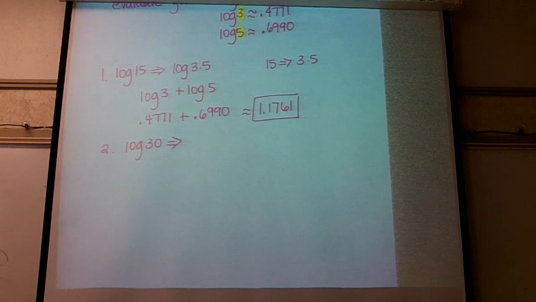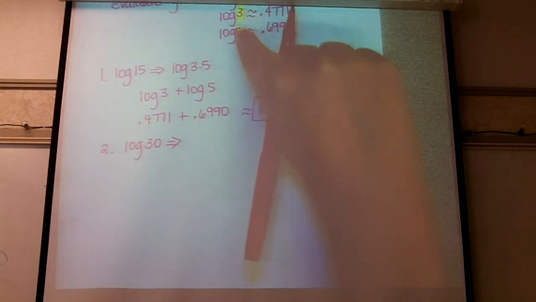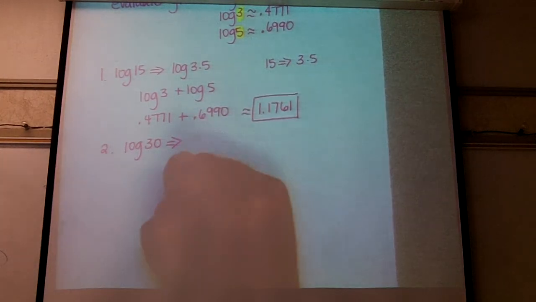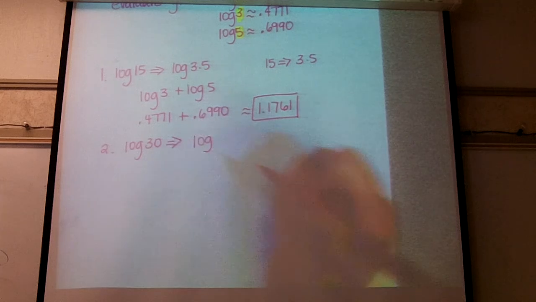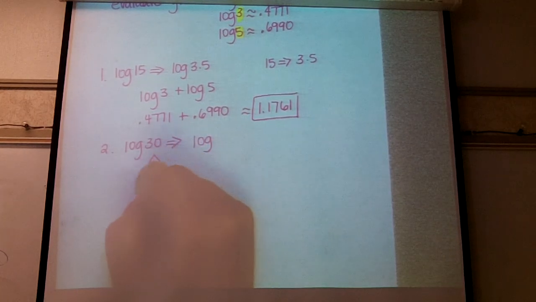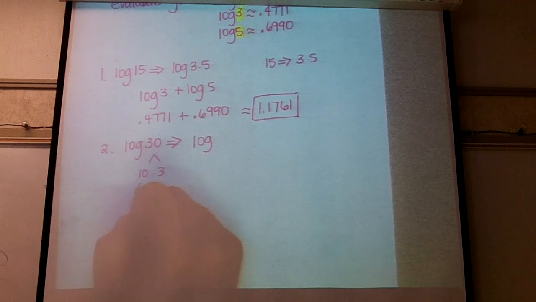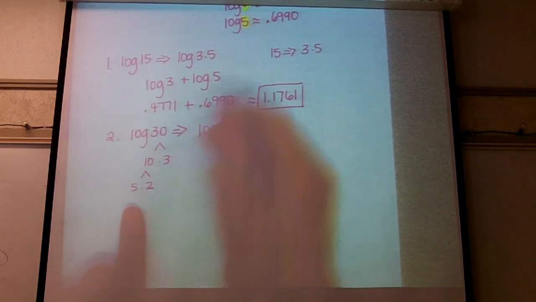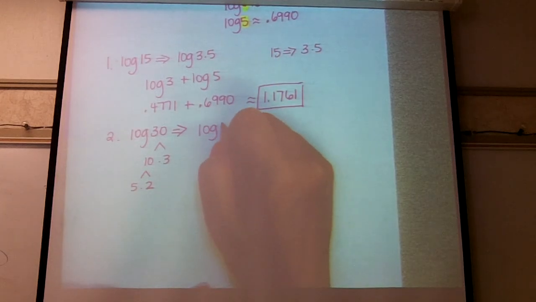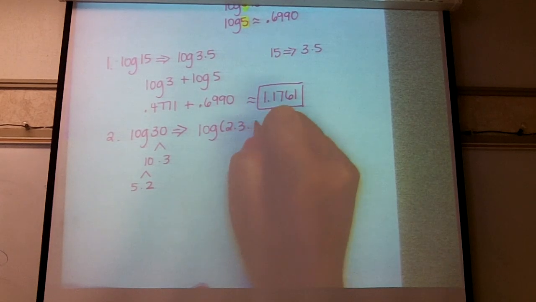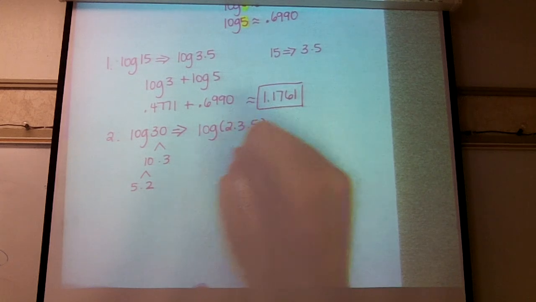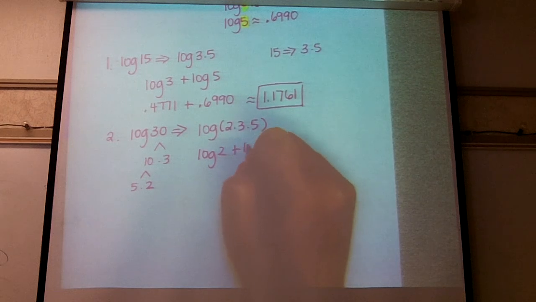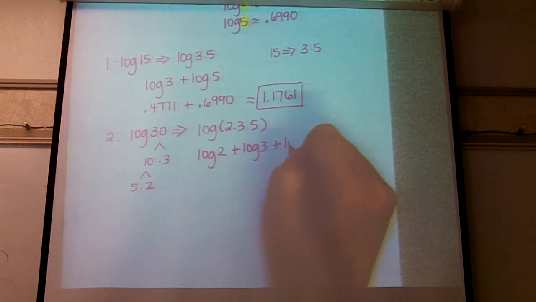How can you make 30 out of a 2, a 3, and a 5? So pause and try. Okay, so 30 is 10 times 3, and 10 is 5 times 2. Well, I have a 3, I have a 2, and I have a 5. Perfect. So it's basically log of 2 times 3 times 5, which is a product. So you're going to split this up into log of 2 plus log 3 plus log 5.